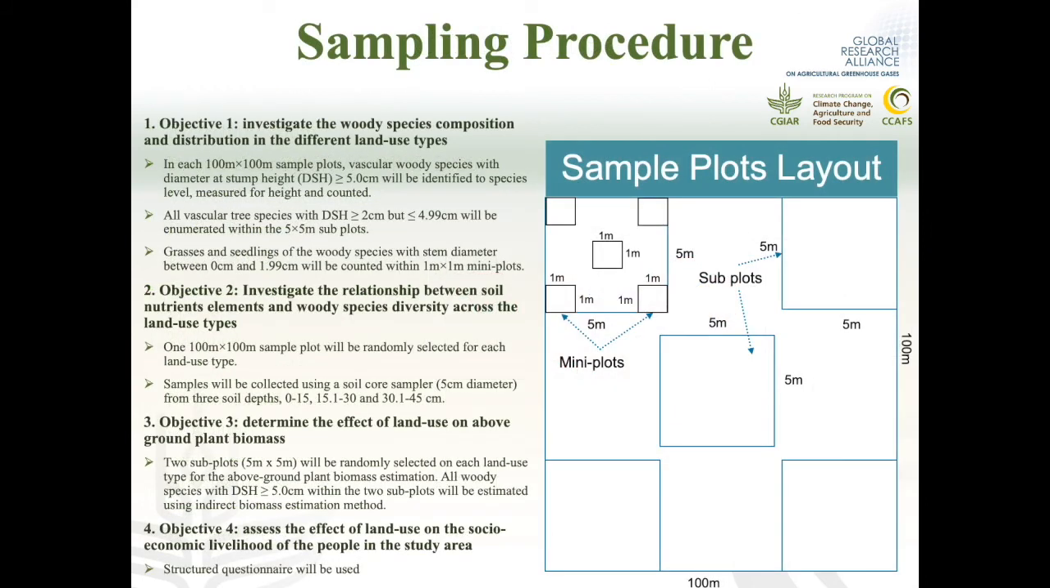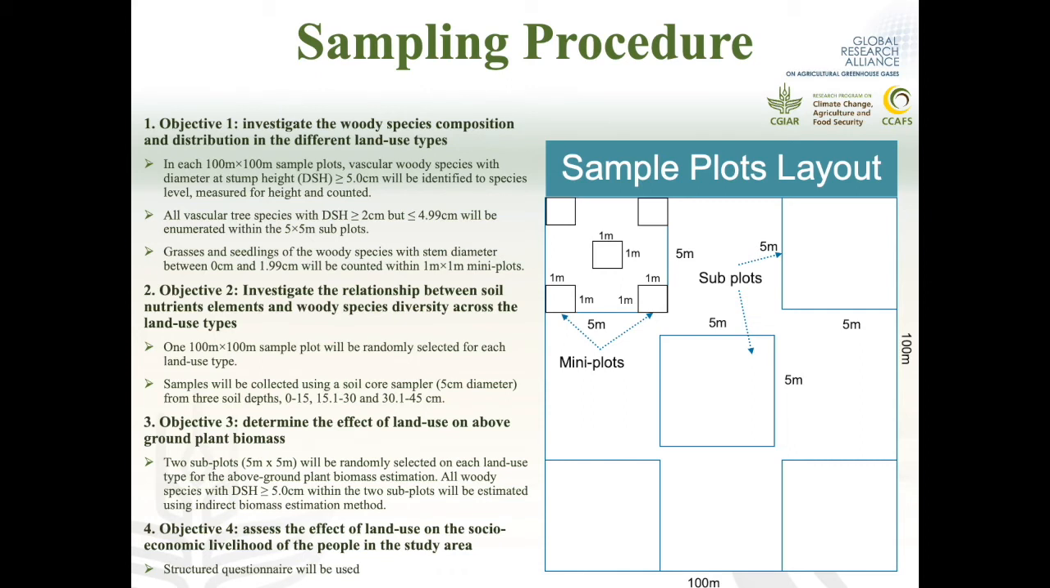Sampling procedure. 100 by 100 meter sample plots with 3 replicates will be randomly established on each of the land use types. Within each 1 hectare plot, 5 by 5 meter subplots will be located at each of the 4 corners and in the center, while 1 meter by 1 meter microplots would also be allocated on each of the 4 corners and at the center of each 5 meter subplot as depicted on the sample plots layout.